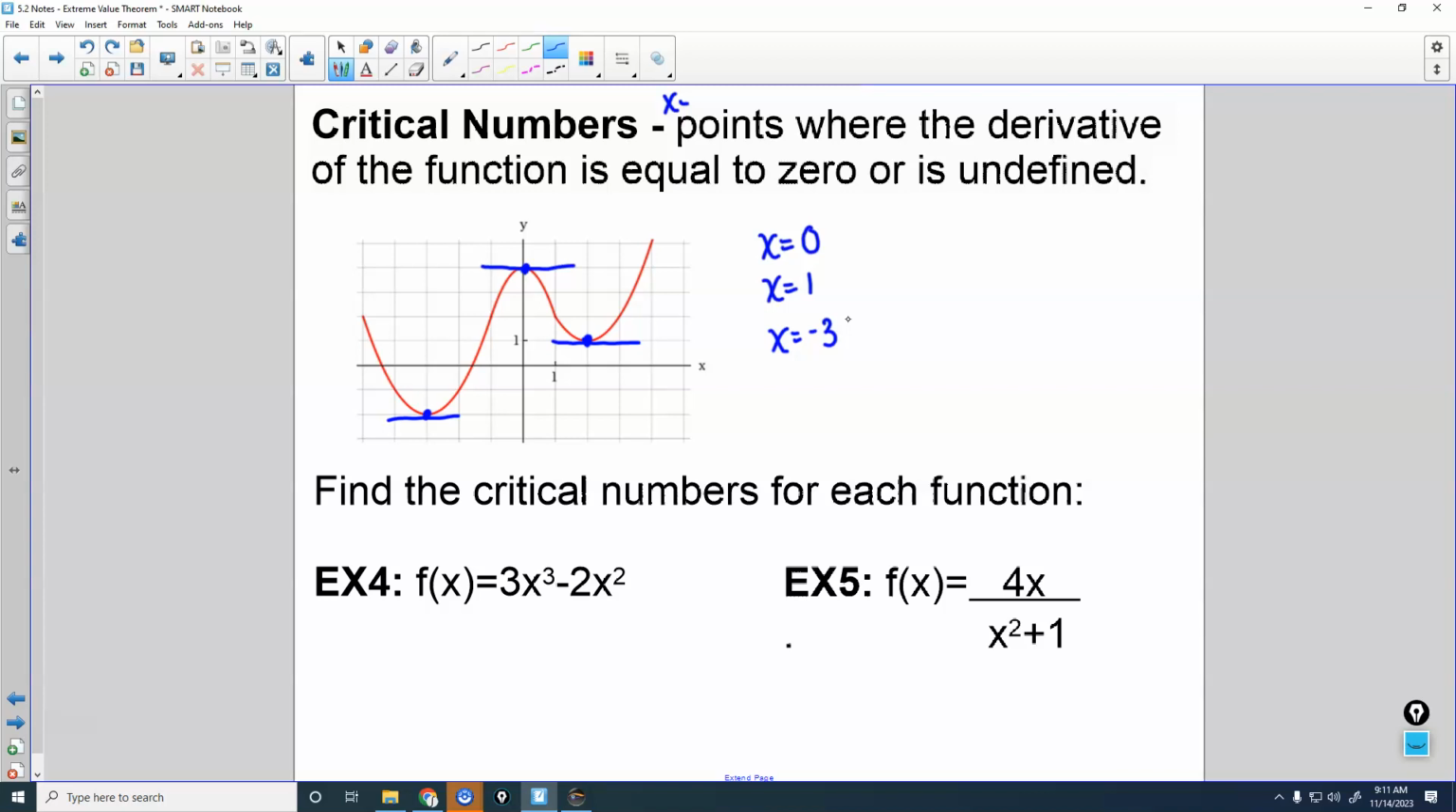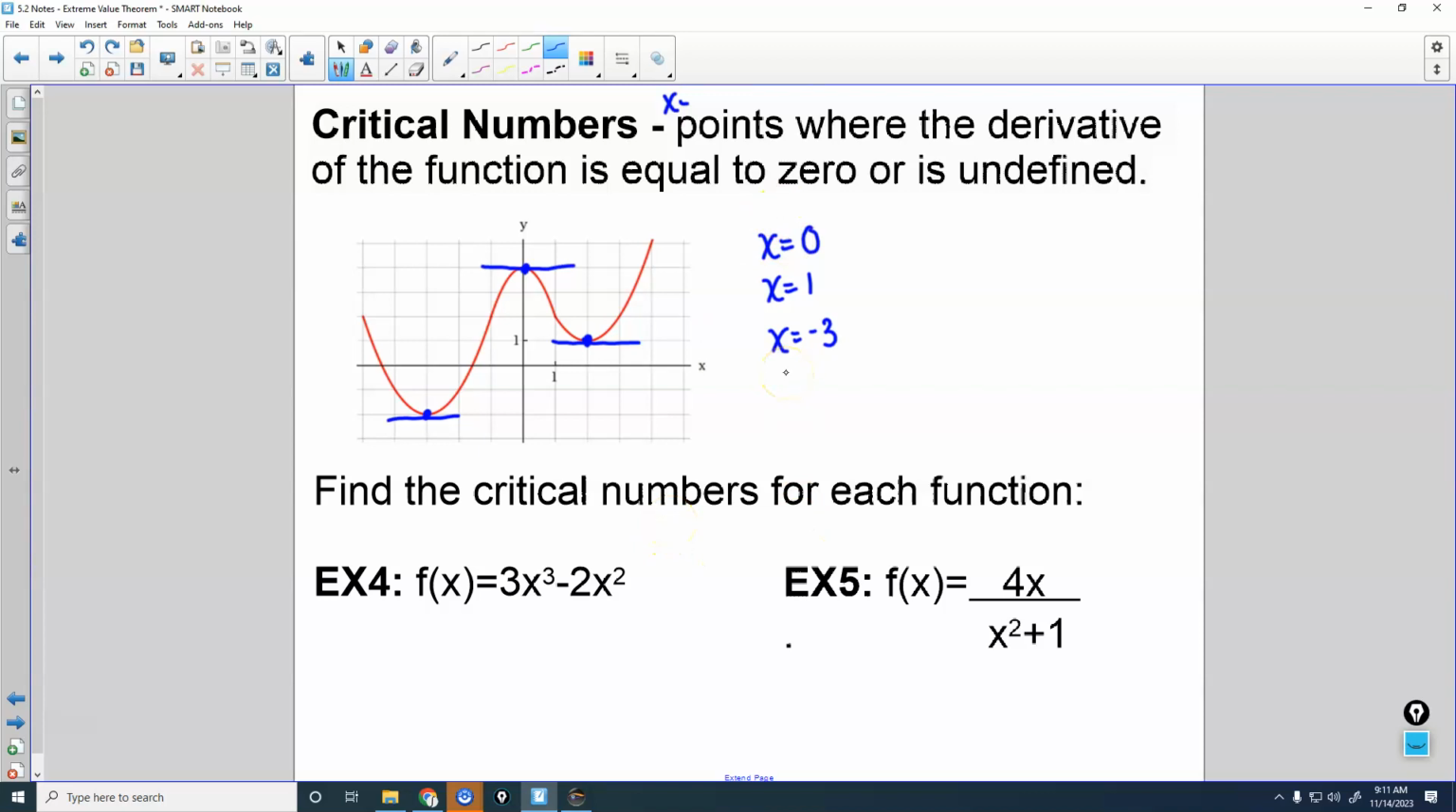I don't think this would have any vertical tangents for this. Vertical tangents are a little harder to spot. We'll look at some of those later. A lot of these we're going to be doing from the equations anyway.